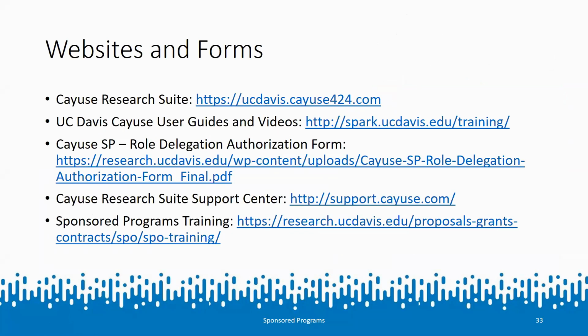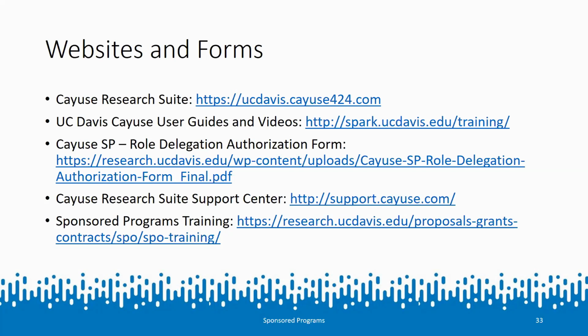Okay, so you have websites and forms that you can use, right? So we've got the Cayuse Research Suite where you can access SP and 424. There's a lot of user guides and videos. You can get to everything from spark.ucdavis.edu/training. If you just go directly to Spark, the tab actually says Cayuse Training, but that's the link.